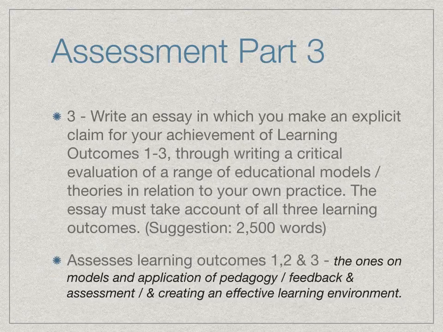And then the third part of the assignment is the one where you look at all the different theories and the critical evaluation of those theories once you've put them into practice. You write an essay in which you make an explicit claim for your achievement of learning outcomes 1 to 3. So you have to say, yes, look, I can apply a model of teaching and learning and critically evaluate it. I can apply a model of assessment and feedback and critically evaluate it. And I can apply models to do with how to make groups work well and critically evaluate them. I've done it. This is me showing you that I've achieved those learning outcomes.